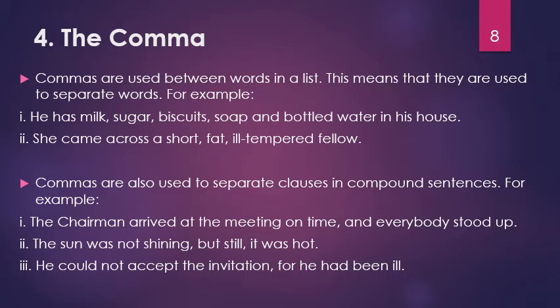The commas are used between words in a list. This means that they are used to separate words. For example, he has milk, sugar, biscuits, soap, and bottled water in his house. She came across a short, fat, ill-tempered fellow. We see that commas are used after every word in the list.